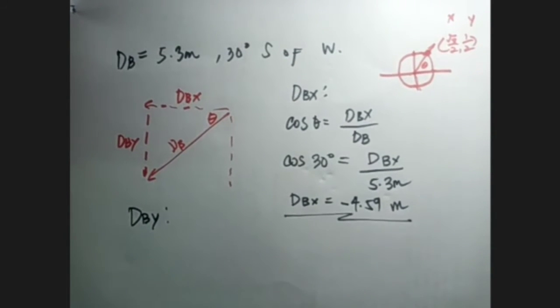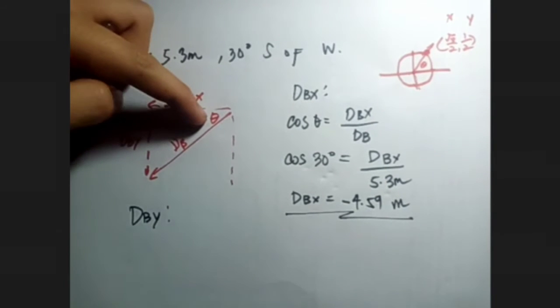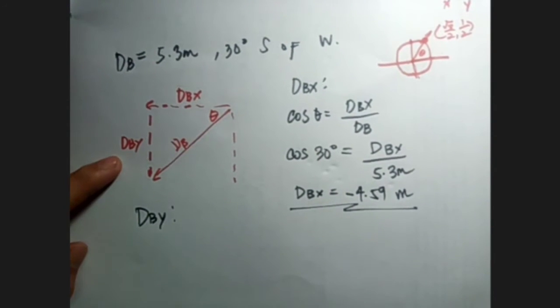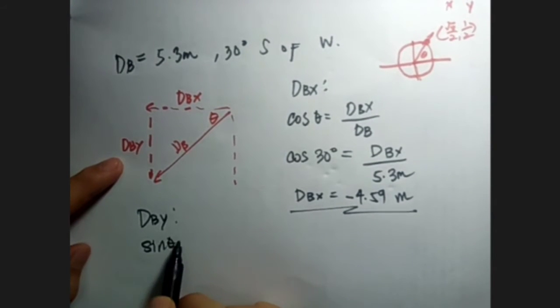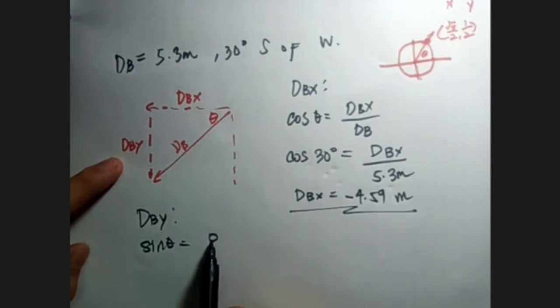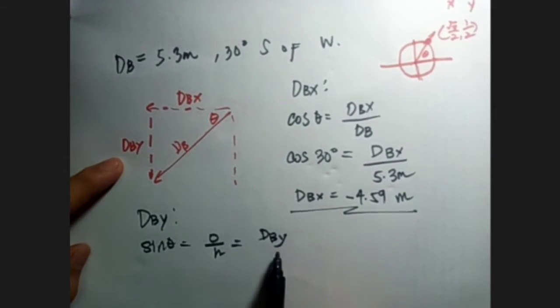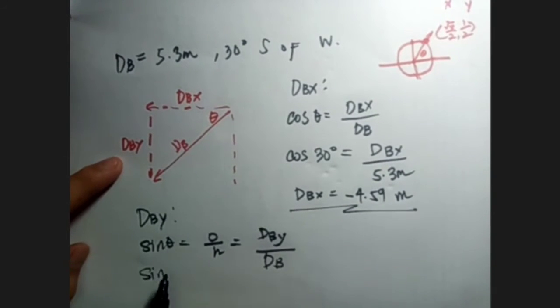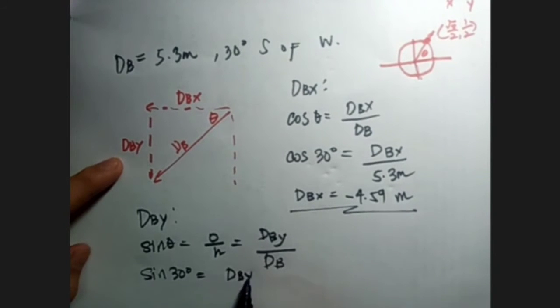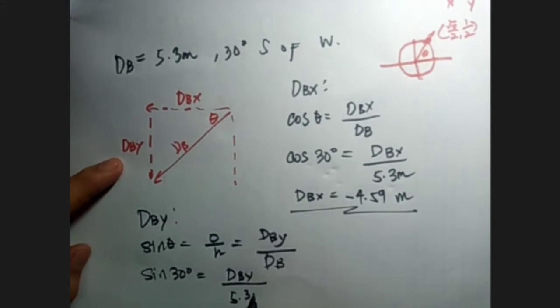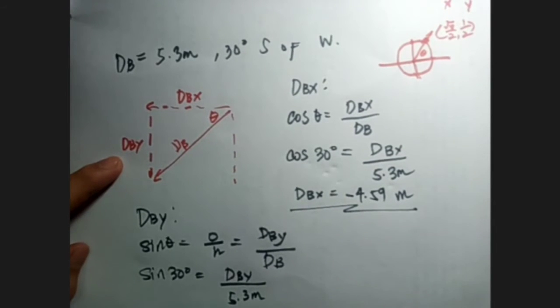To determine B_y, we'll be using sine because the relationship of this angle to B_y is opposite. So sine yun. Sine theta equals the opposite over hypotenuse, wherein opposite is B_y and the hypotenuse is B. So what is theta? That is 30 degrees, equivalent to B_y, which is the unknown, divided by B equivalent to 5.3 meters. Cross multiply.